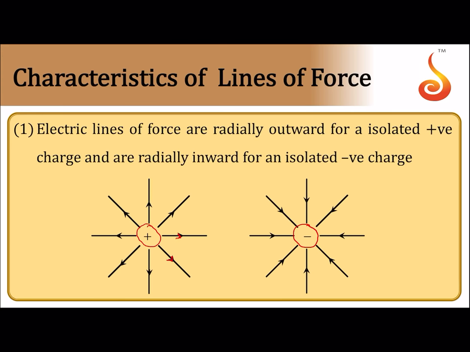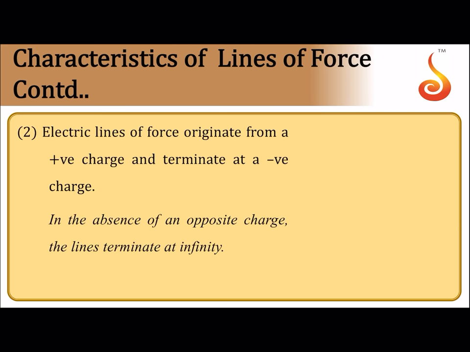If you don't show the arrow, you miss the point. And if it's a question in the examination, you will lose marks as well. So along with drawing the line, you also have to draw the arrows. Positive is outward, negative, the arrows are inwards. All of you all done? That's the first characteristic of lines of force: electric lines of force are radially outward for a positive charge and radially inward for an isolated negative charge. Okay, second property. Please write it down.